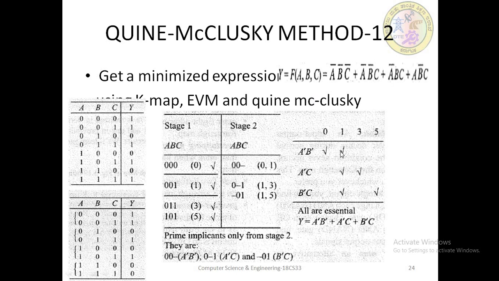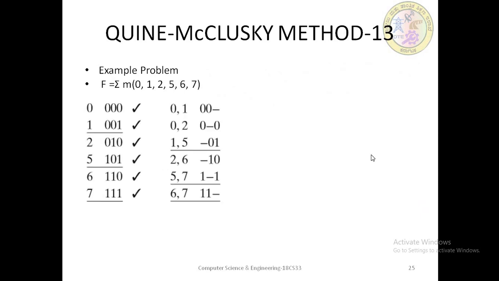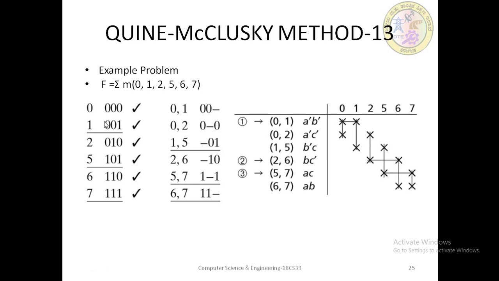So here you can see all three we need to consider, because this is having a unique one, this is also having a unique one, this is also having a unique one, that means all are essential prime implicants, and this way it can be found out. And this is one more problem where you can put the truth table if you want to explain it in a detailed way. So just go through this once, it's a very easy one. So once again, 0 1 matters.